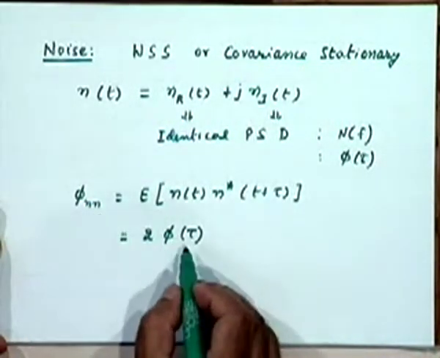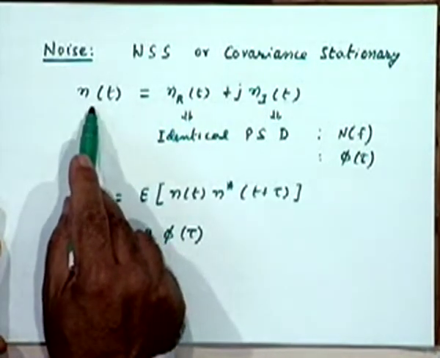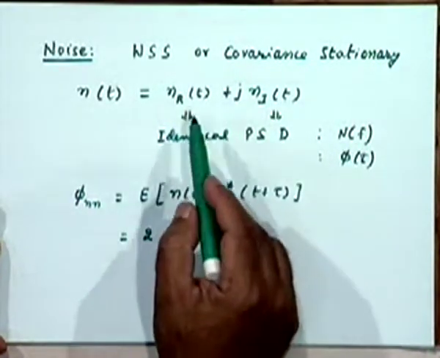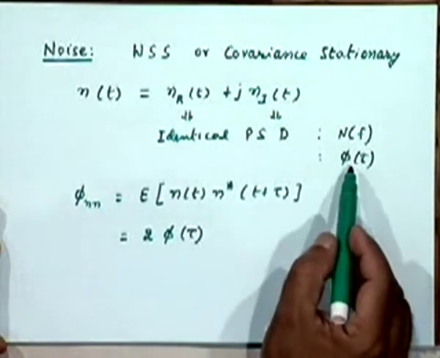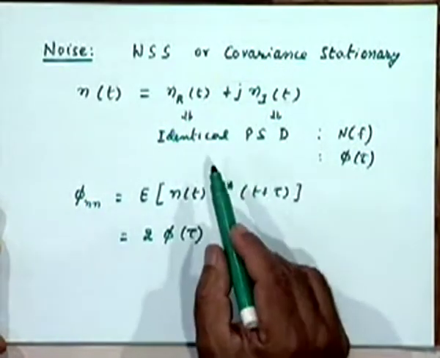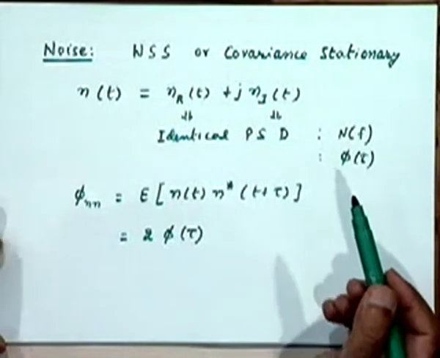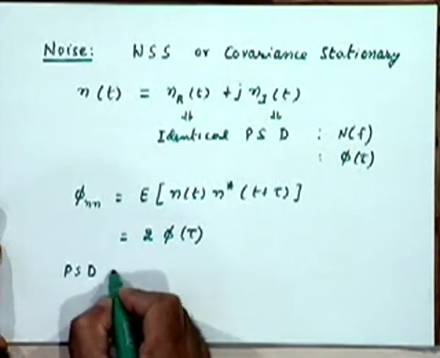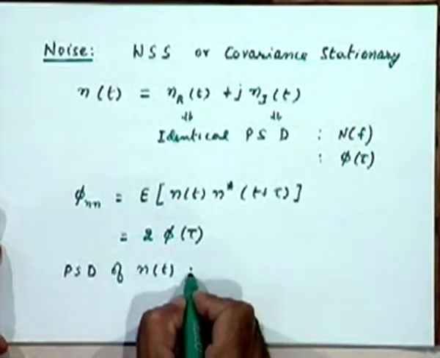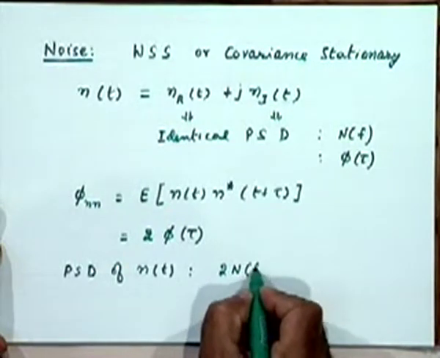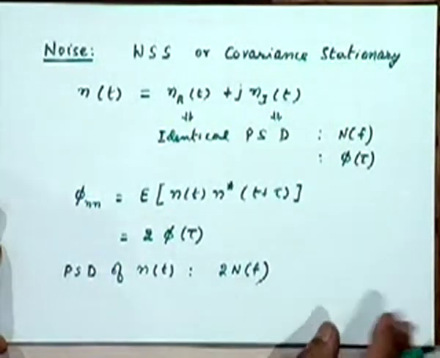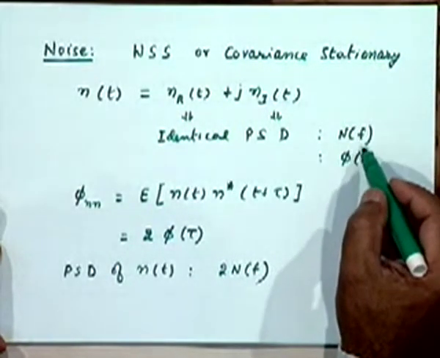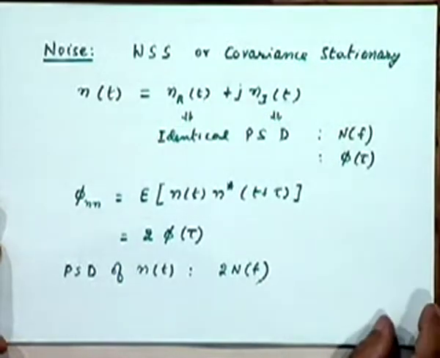So, that is the relationship between the complex noise autocorrelation function and the individual components. If your noise was strictly real valued, its autocorrelation function would be phi(tau). If it is complex valued, it will be 2 phi(tau). Only a scaling factor comes into the picture. Similarly, the PSD of n(t) will simply be given by 2N(f). And what is the relationship between N(f) and phi(tau)? They are Fourier transform pairs. That is your Wiener-Khinchin theorem.